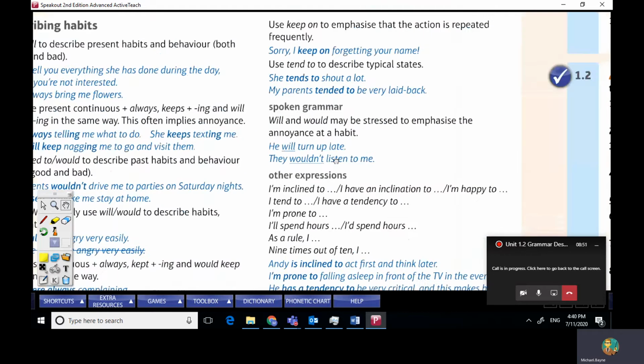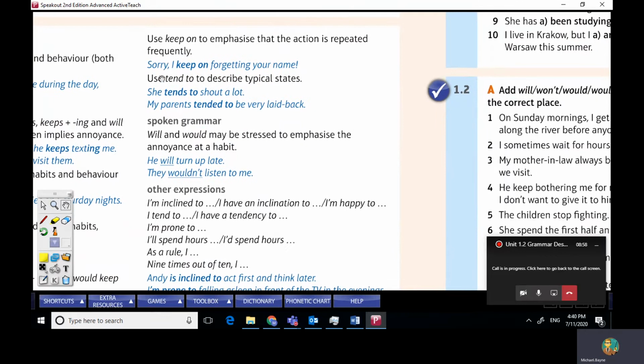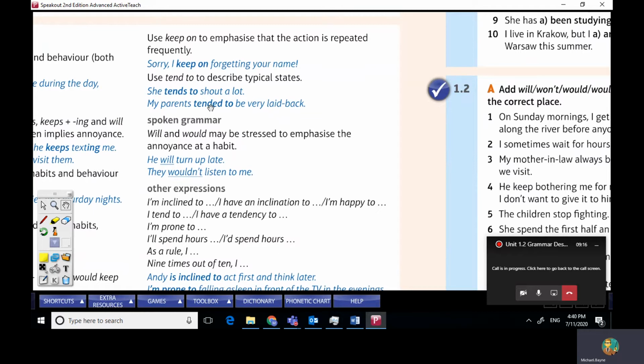Okay, and if we go on, we can use this verb keep with on to emphasize that the action is repeated frequently. Sorry, I keep on forgetting your name. And we can also use tend to describe typical states. She tends to shout a lot. My parents tended to be very laid back. And notice, depending on which tense you want, you can just keep it in the present simple or past simple.